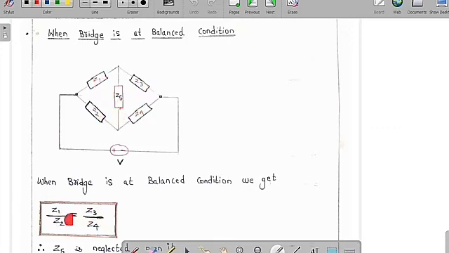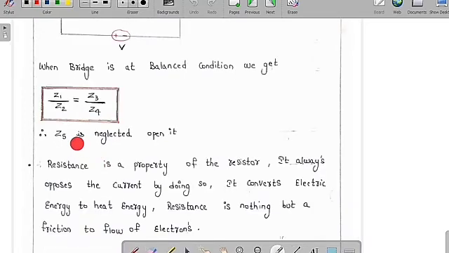So on simplification, we get Z1 into Z4 is equal to Z2 into Z3, or simply we can say Z1 by Z2 is equal to Z3 by Z4. At this condition, the current in the Z5 element is 0. So we can say, as the current is 0 in Z5, we can easily neglect it or we can open it also.